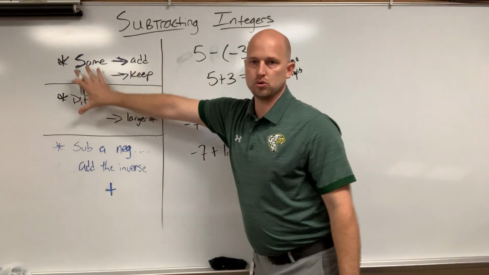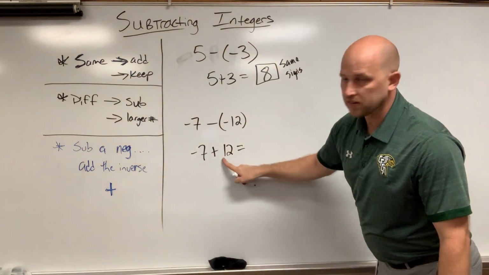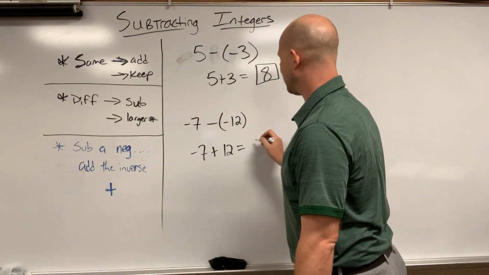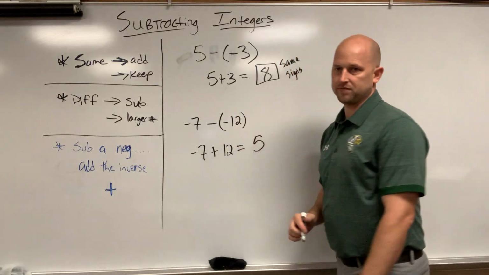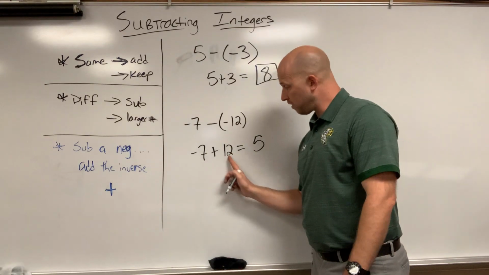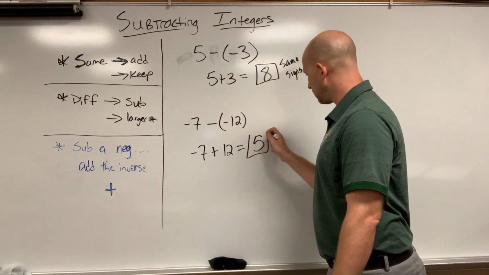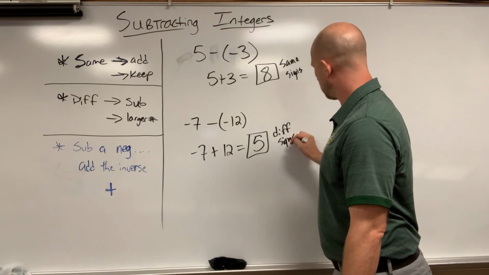Now we can use these two rules up here. Different signs: this is a negative, this is a positive. So different signs subtract. 7 and 12, you can count on your hands, whatever you need to do. It is a 5. What's the larger number? It's a 12. 12 is positive, so our answer is positive. And we found this out by different signs.